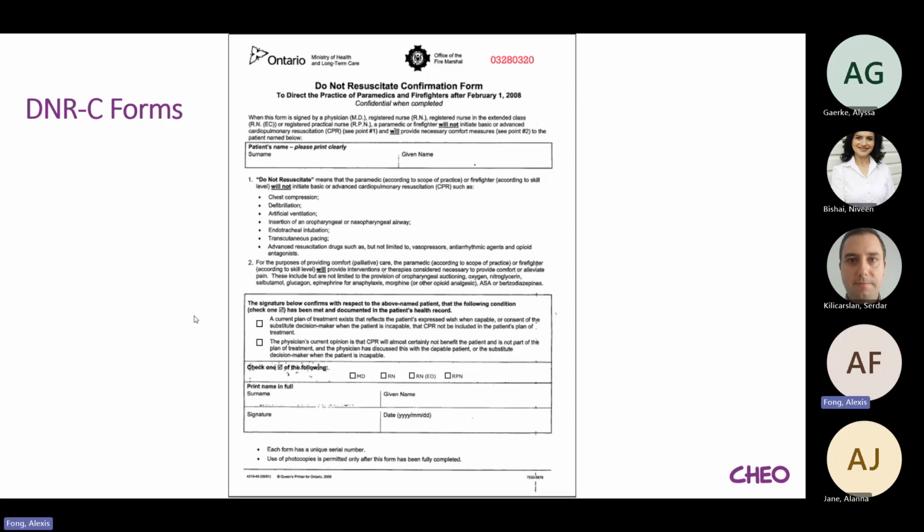And then you can see that there's a spot to sign for the care provider. Parents don't need to sign, and there's two options: either the current plan of treatment that reflects the patient's expressed wishes when capable to not have CPR, or the physician's current opinion is that CPR won't be useful. That's usually the box we check.